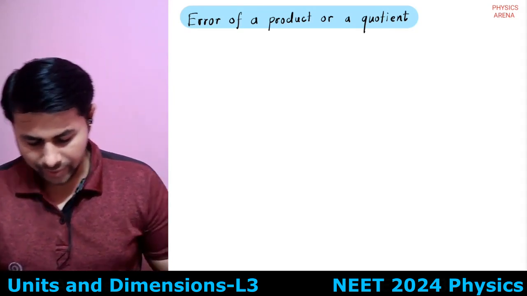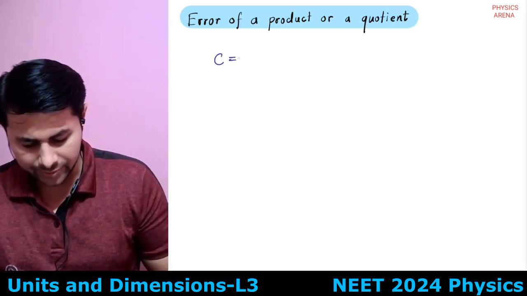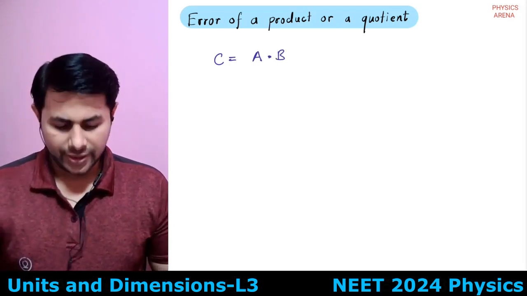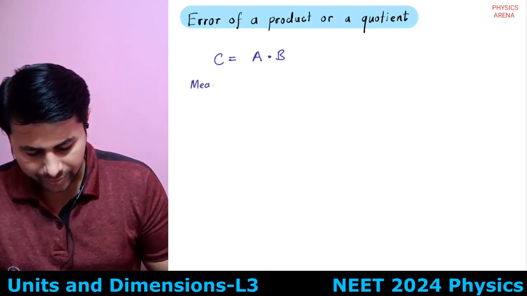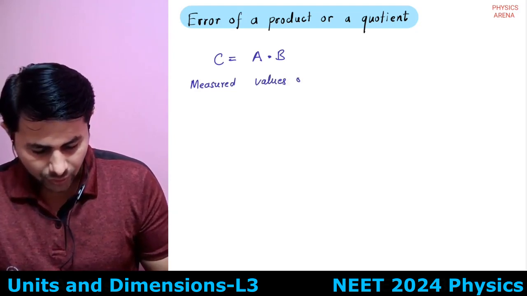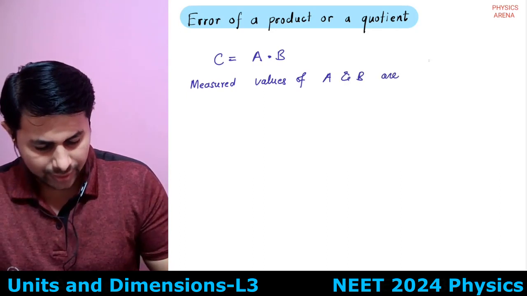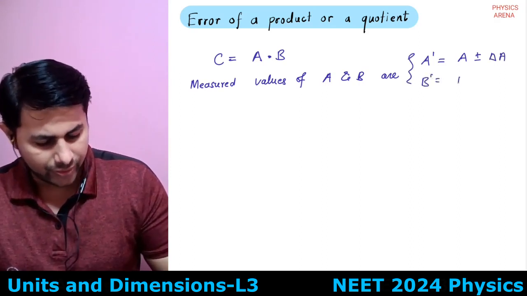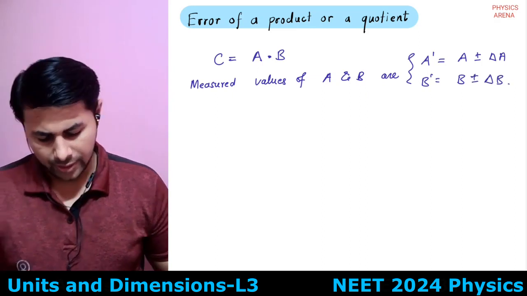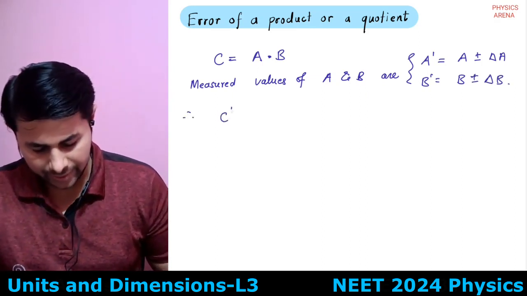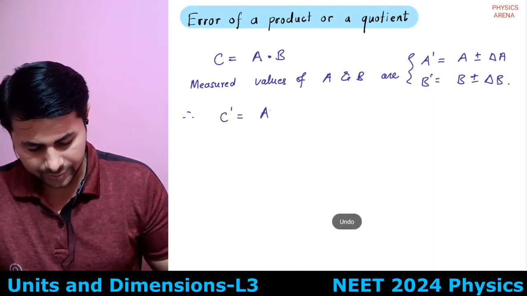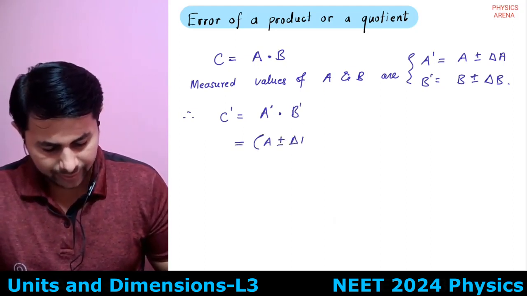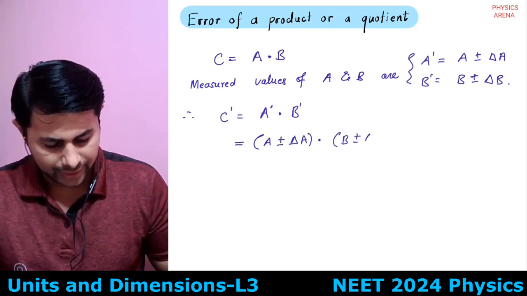Okay, so first one, let's consider product. So let's suppose C is equal to A multiplied by B. All right, so we can take the measured values of A and B. The measured values of A and B are A prime, which is equal to A plus minus delta A, and B prime, which is equal to B plus minus delta B. And therefore, the measured value of C, C prime, can be written as A prime dot B prime.